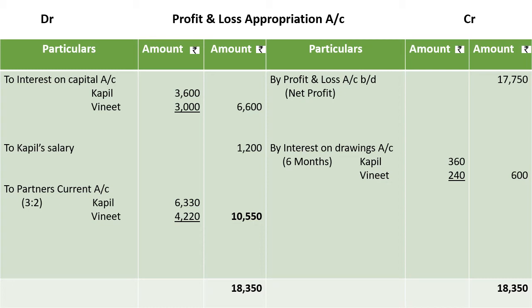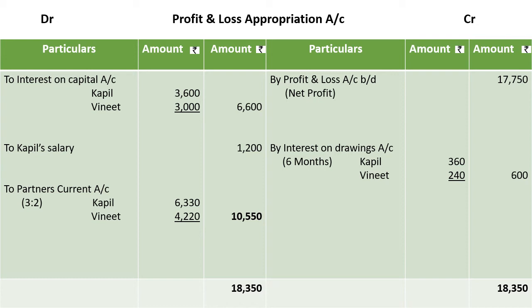Next, debit side, interest on capital. So we have to calculate interest 6% on their capital. So for Kapil 3,600 and Vinit 3,000. So total will be 6,600. Next, Kapil's salary 1,200. So we have to add debit side 6,600 and 1,200 and deduct from 18,350. So the divisible profit will be 10,550. That should be distributed in their old ratio 3:2.